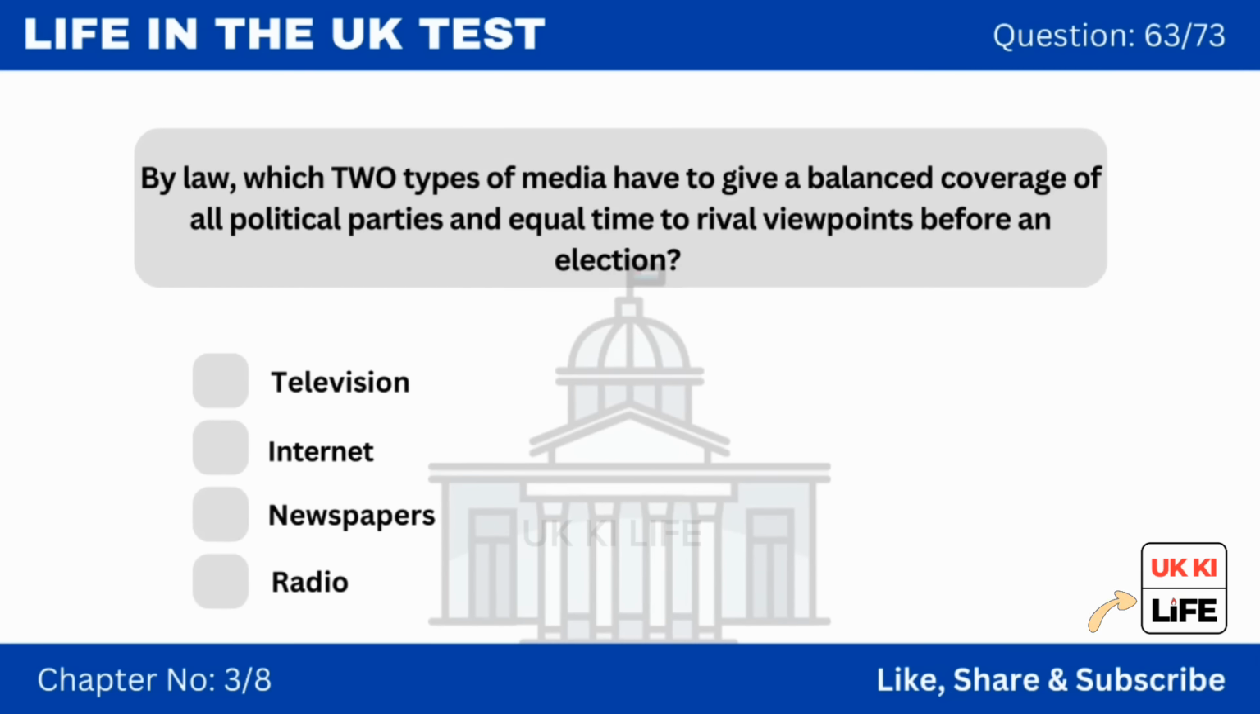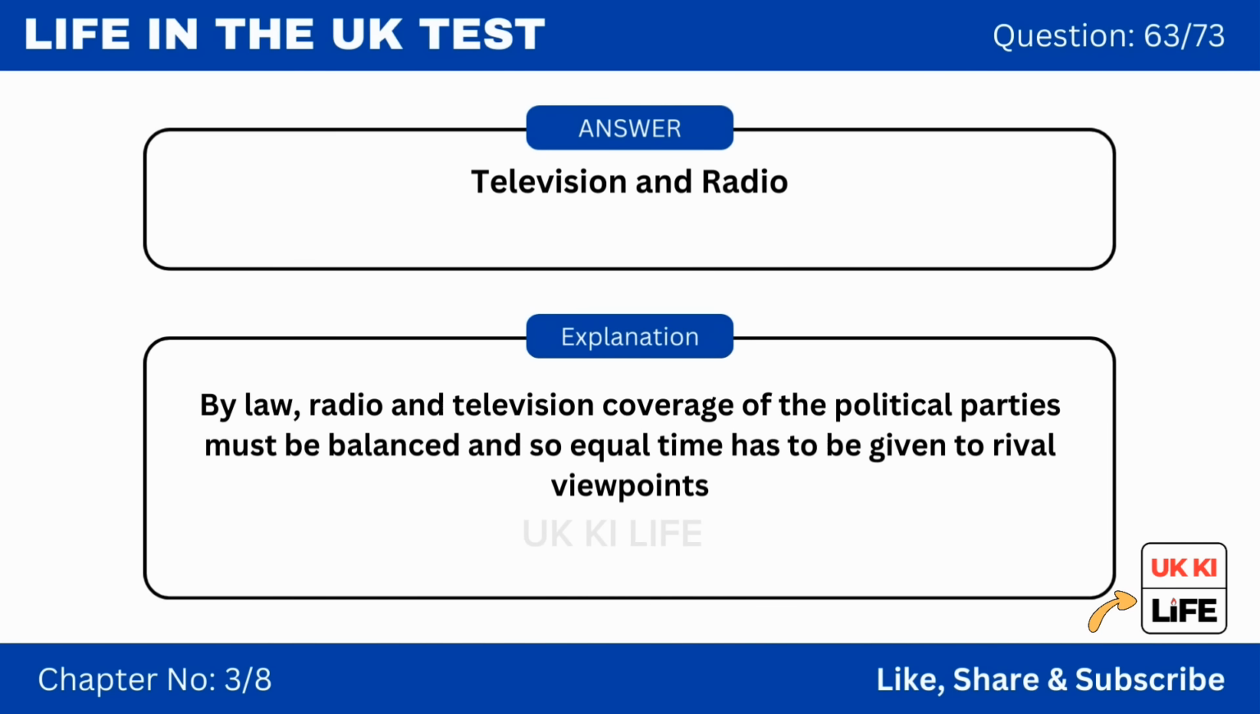Question 63. By law, which two types of media have to give a balanced coverage of all political parties and equal time to rival viewpoints before an election? Television, internet, newspapers, radio. The correct option is A and D. Explanation. By law, radio and television coverage of the political parties must be balanced and so equal time has to be given to rival viewpoints.